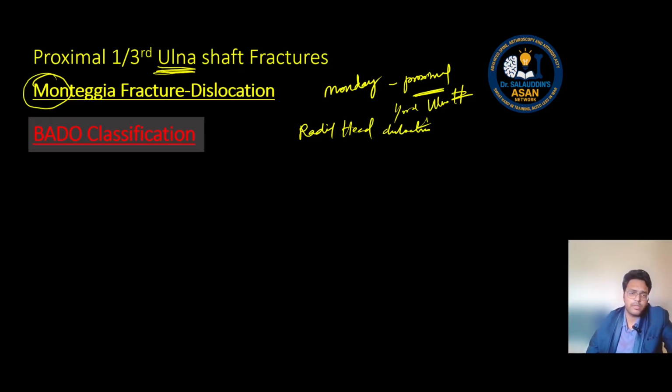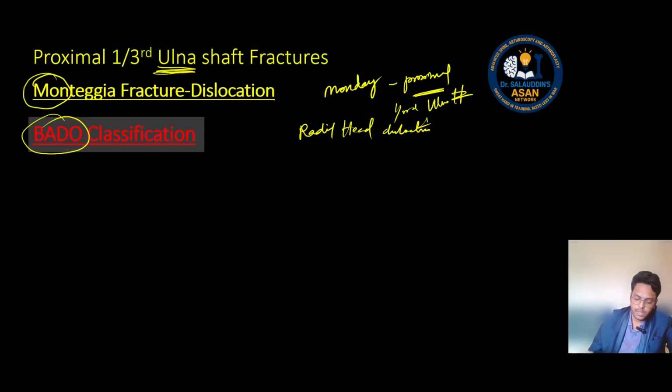So who gave the classification? Bado. Monday is the starting point. Monday comes first, and Bado classified it. Monteggia fracture dislocation was classified by Bado.